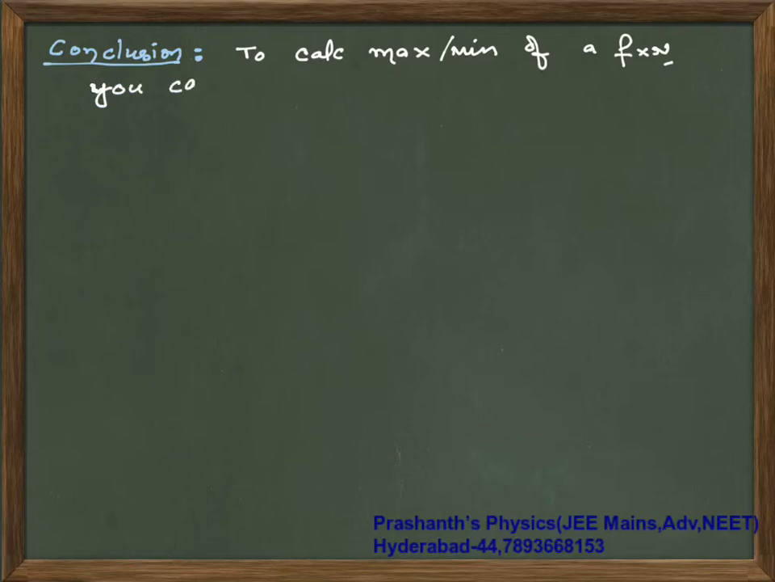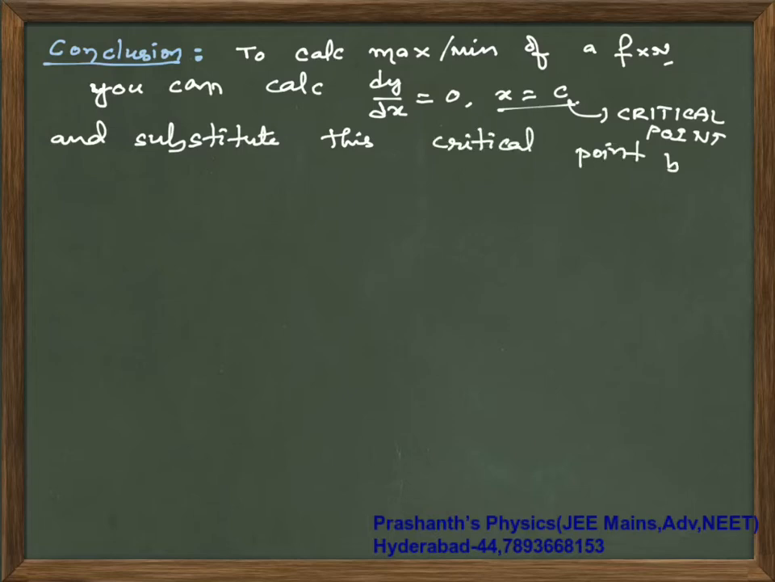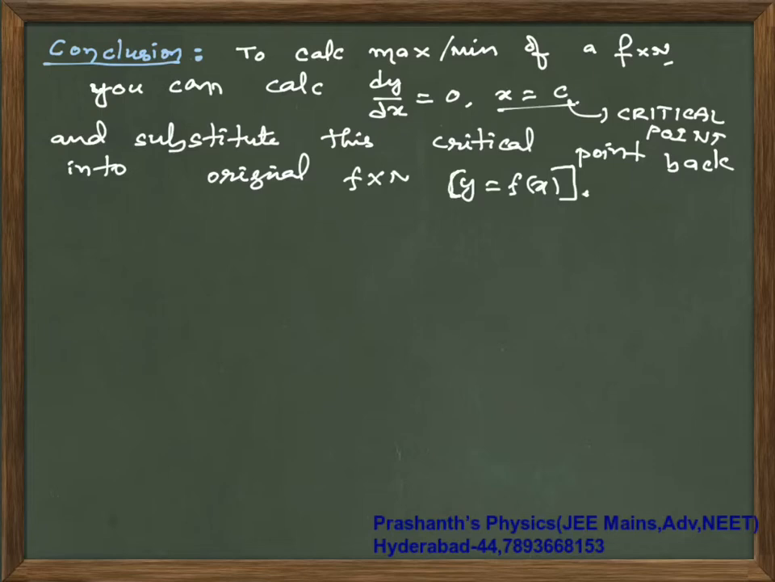you can calculate dy by dx equal to 0, get x equal to c, this is your critical point, and substitute this critical point back into the original function y equal to f of x. Okay, so this is your conclusion.